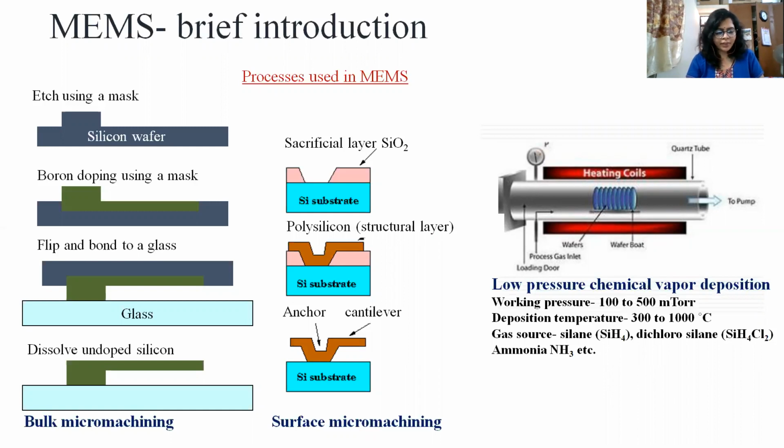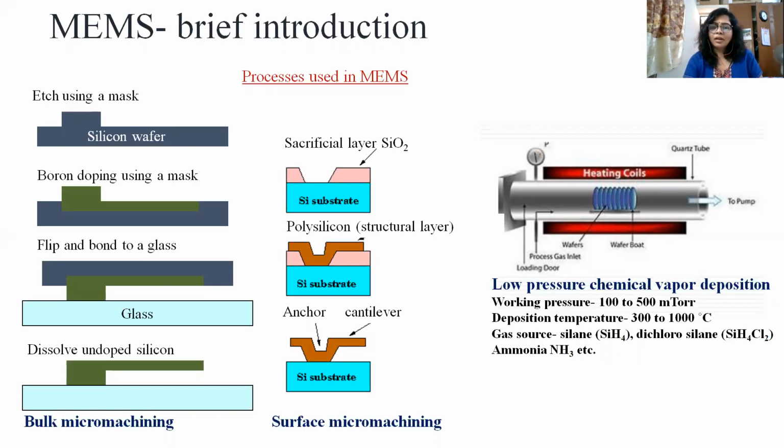Surface micromachining, whereas, has a sequence of thin films deposited on the surface. Those thin films are then processed to form various structures. In the schematic, we can see that on a silicon substrate as a base, we have deposited silicon oxide and then a polysilicon structure, and then we have etched out the silicon oxide, and the end result is the cantilever here.